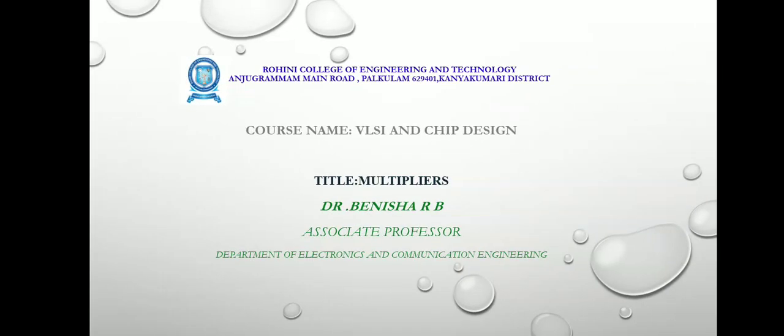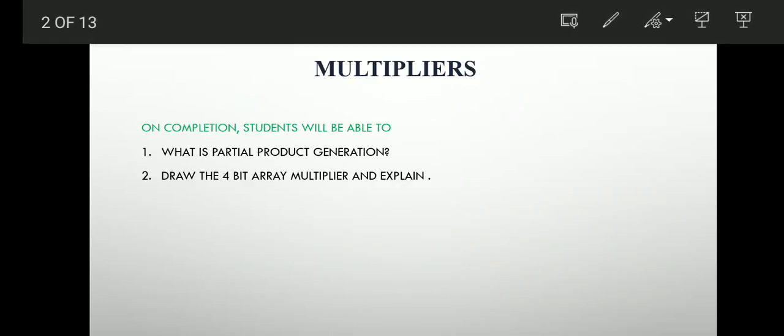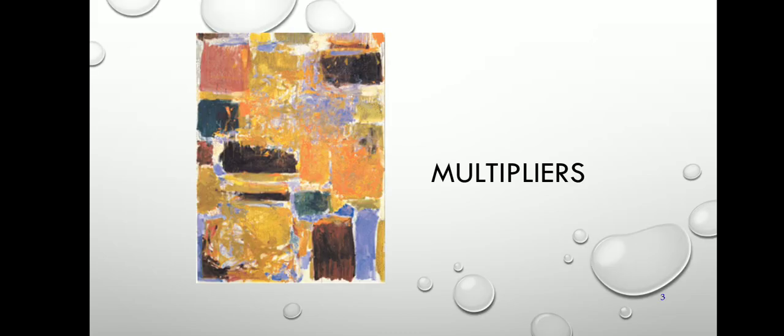In this video we are going to discuss the multipliers. On completion of this topic, students will be able to understand what is partial product generation and the 4-bit array multiplication.